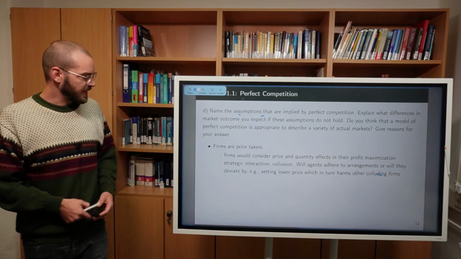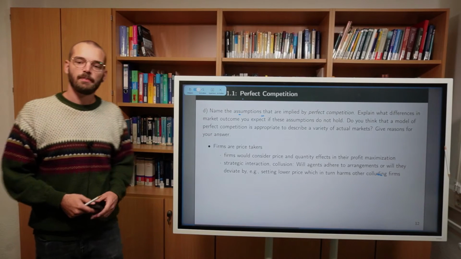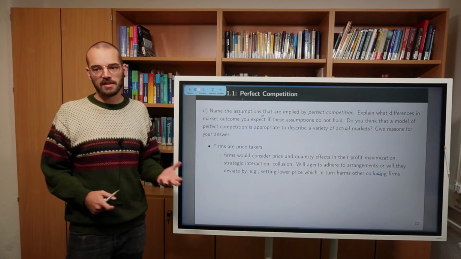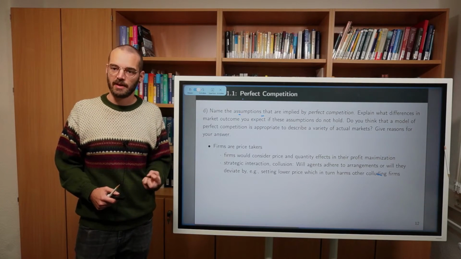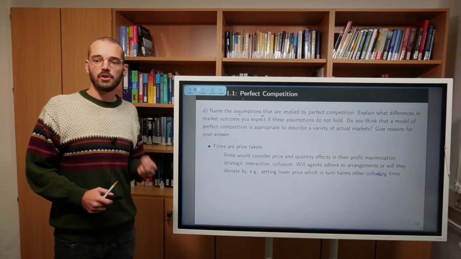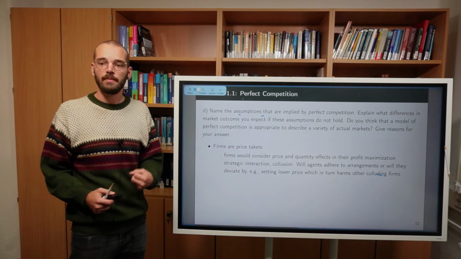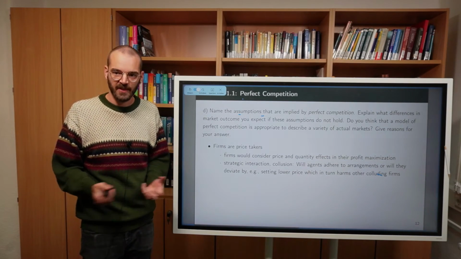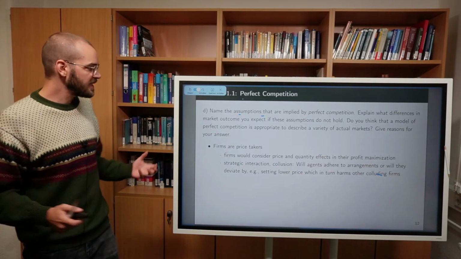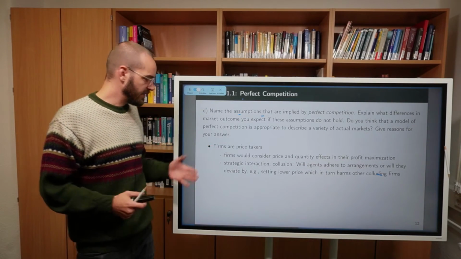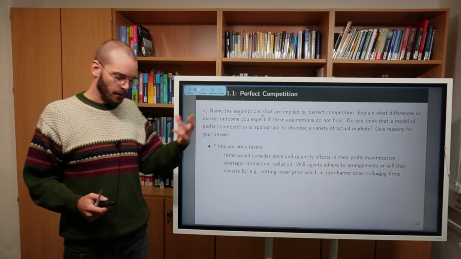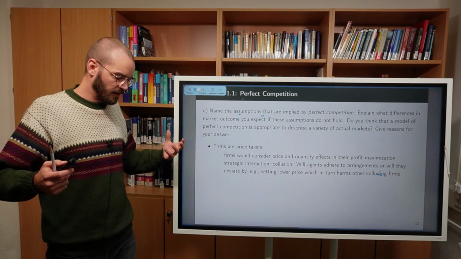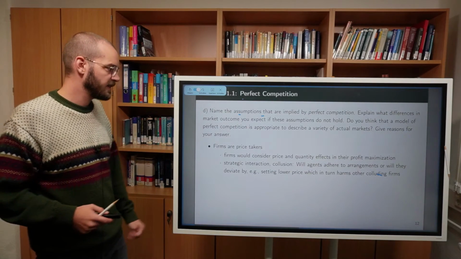Now, the third assumption is firms are price takers. This is very closely related to what I just said about atomistic market structure. So in perfect competition, we assume that each individual firm has no impact on the price it sees on the market. It cannot influence it. So it is a price taker. It needs to take the price it observes on the market into consideration and cannot influence it, right?